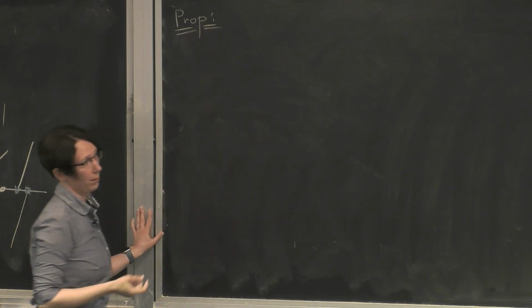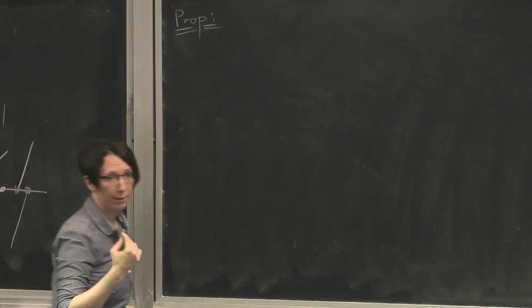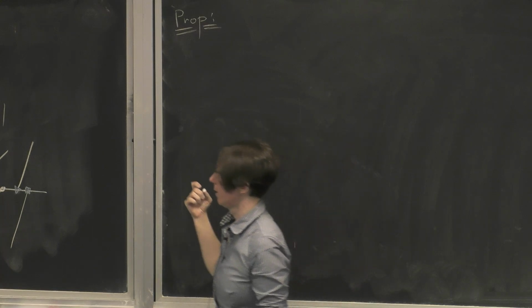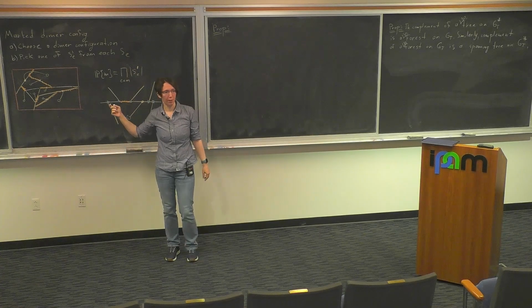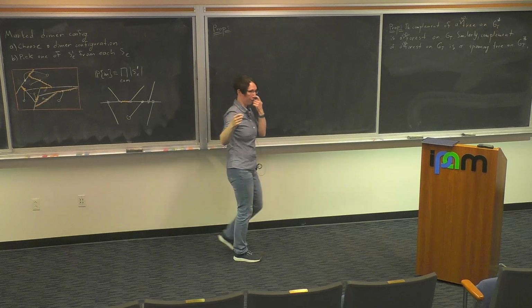And what is the connection with the directed forest? Now there is a bijection between marked dimer configurations and directed spanning forests on a T-graph.